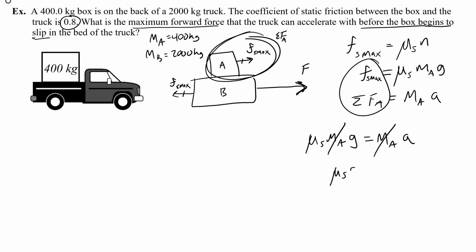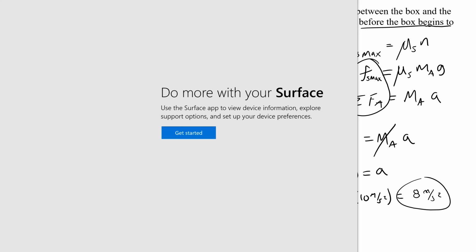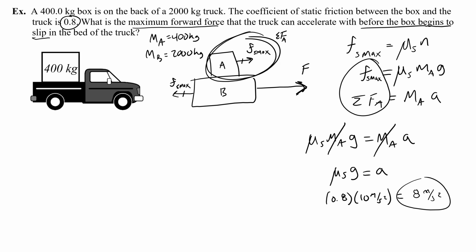All I need to find the acceleration is the coefficient of friction and g, the acceleration due to gravity, or the gravitational field strength. So let's figure out the acceleration. 0.8 times 10 meters per second squared. So 8 meters per second squared is the acceleration of the 400 kilogram box. Now, not only is it the acceleration of the 400 kilogram box, it's the acceleration of the box and the truck. They are both going to have that acceleration of 8 meters per second squared.